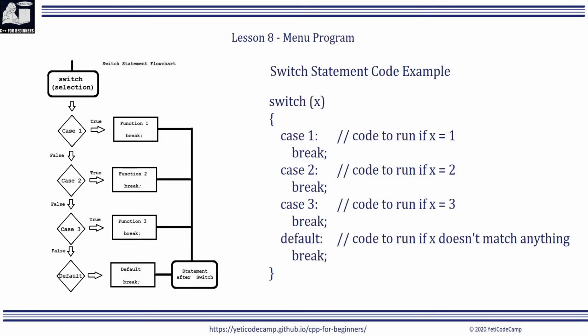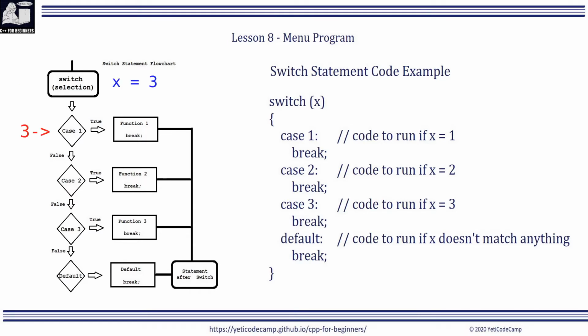Here I have a switch statement flowchart and a switch statement code example. On the left in the flowchart, you can see how it works. So the switch is going to take an input and selection. In our case, it's going to be an integer value from the menu item that the user chooses. Let's just assume that they choose item number 3. So it's going to enter the switch selection on top.